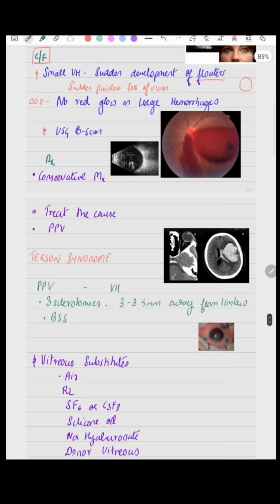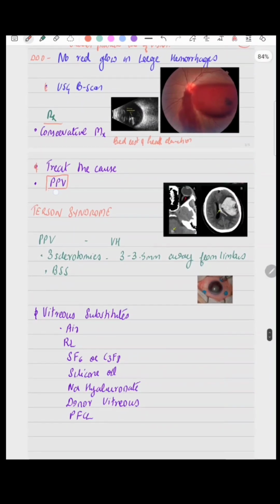Now coming to treatment, initially we do conservative management: bed rest and head elevation to allow the blood to settle down. Then we can treat the cause once the blood settles down. If the hemorrhage is not absorbed even after 3 months, then we go for pars plana vitrectomy. Early vitrectomy is done in case of trauma and if it is associated with retinal detachment.